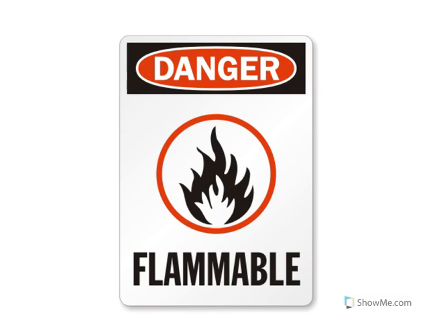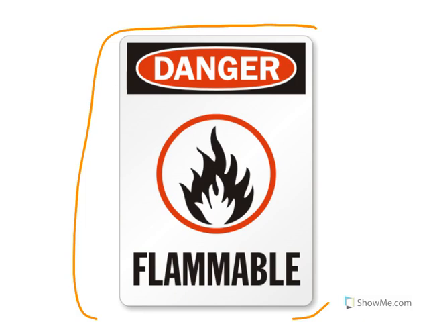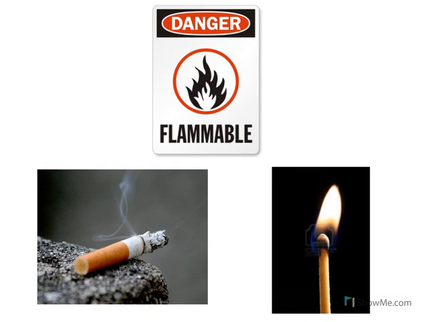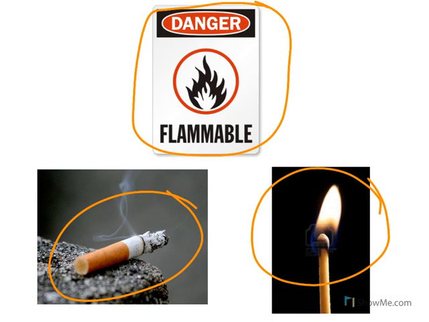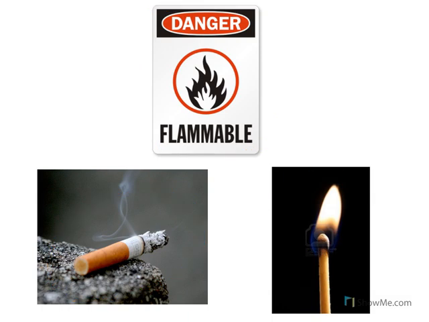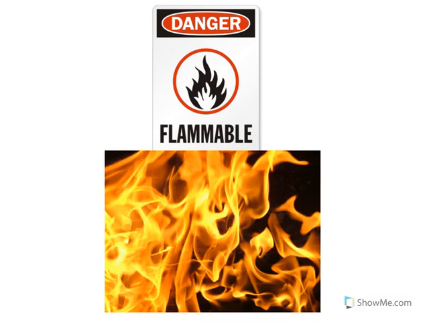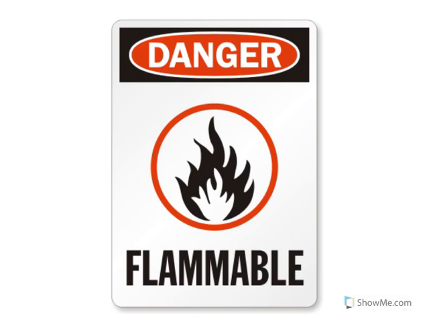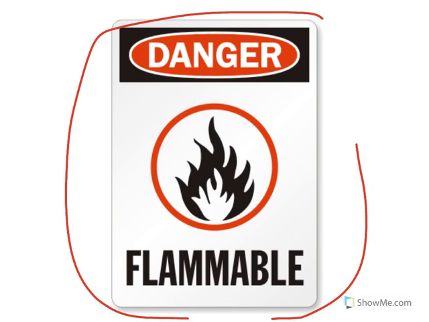Look at the sign. It says, danger, flammable. Flammable means that it can catch on fire very easily. When we see the danger, flammable sign, we know not to have anything hot nearby, like a cigarette or a lit match, because that could start a fire. Flammable means keep hot things away so we don't start a fire.